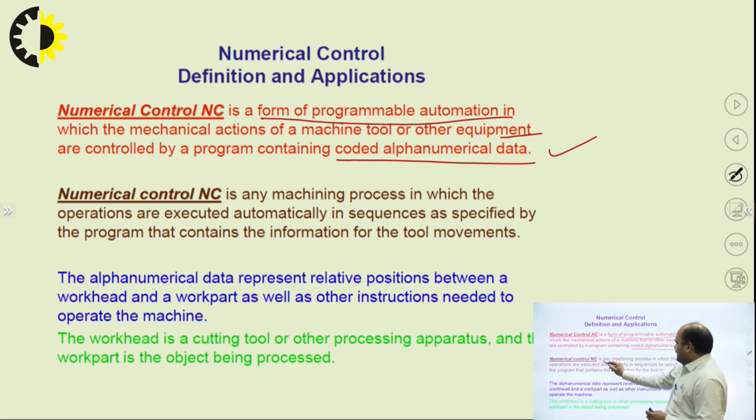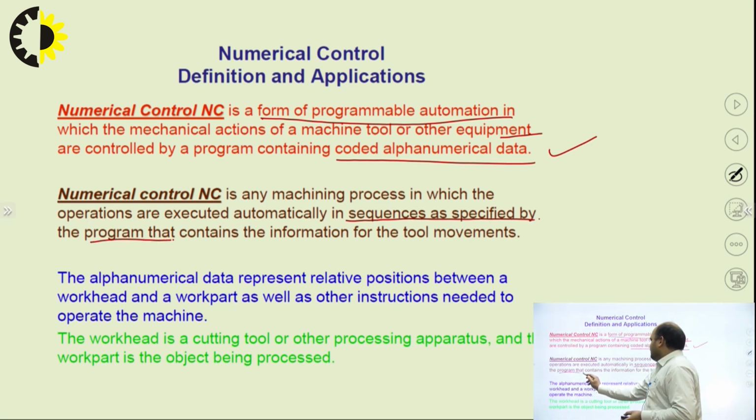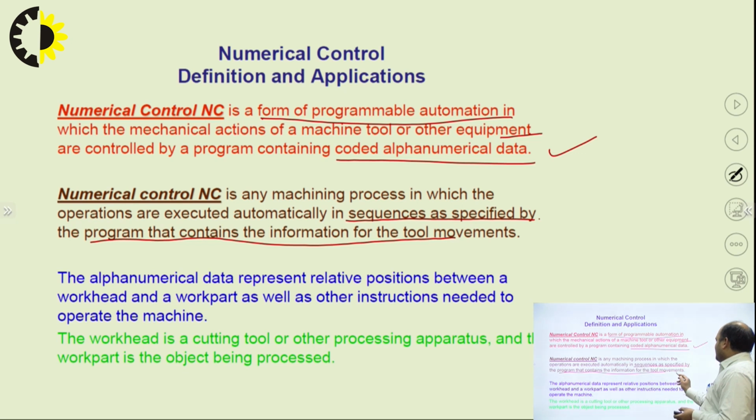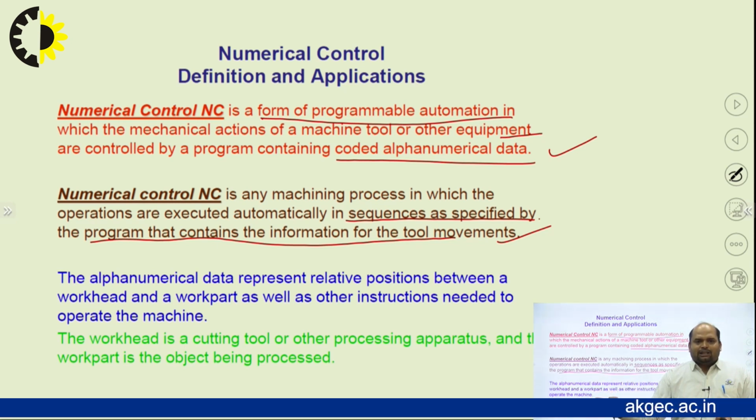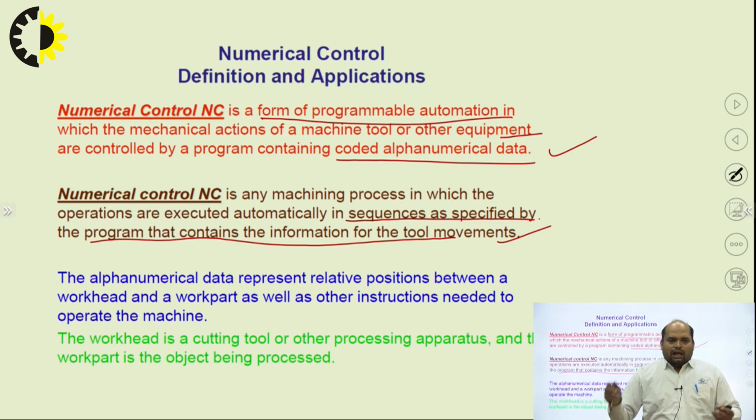In numerical control, any machining process operation can be executed automatically in sequence as specified in the program that contains information for the tool movement. If we compare with a traditional manufacturing system, like a lathe machine, the operator manufactures the product completely manually, and accordingly full attention is needed during the manufacturing of the product.